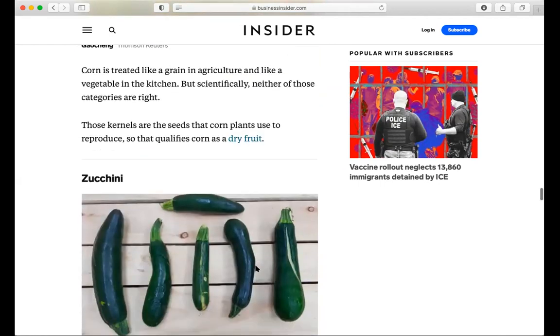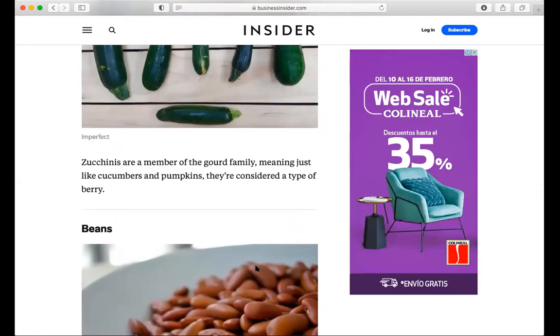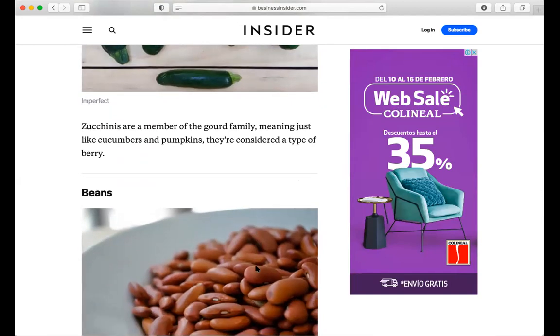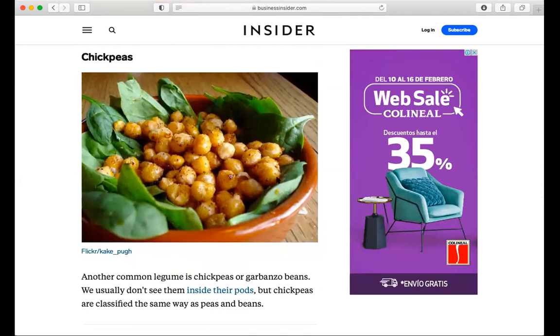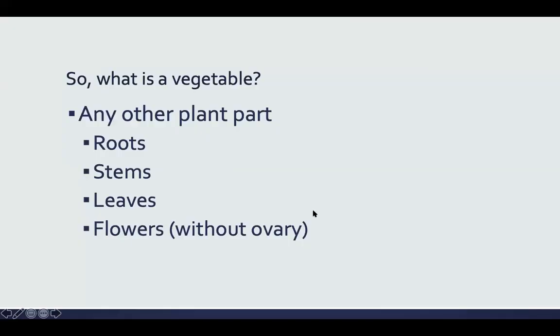Corn is treated like a grain. Zucchini is a member of the gourd family, meaning they're like cucumbers and pumpkins. They're like a type of berry. And then beans and chickpeas are legumes. So interesting, you can impress your friends and family with the difference between fruits and vegetables.